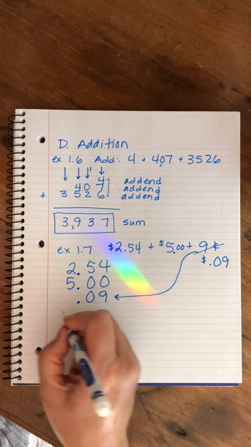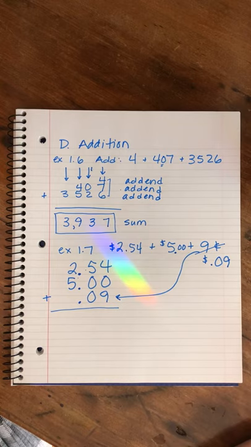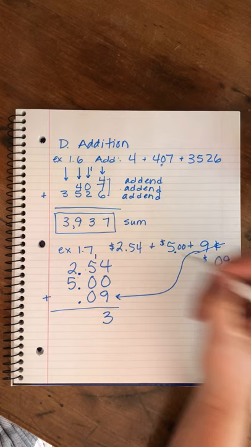Once you get the decimals lined up properly, you can ignore them and just add. 4 + 9, 13.